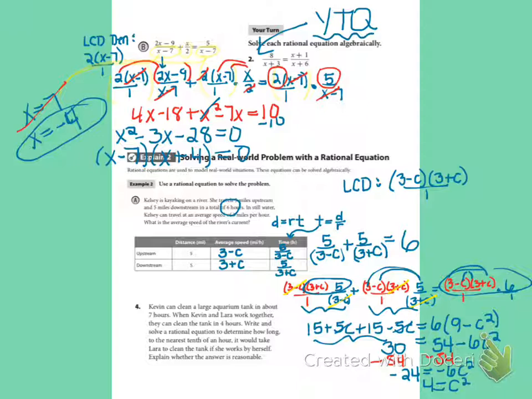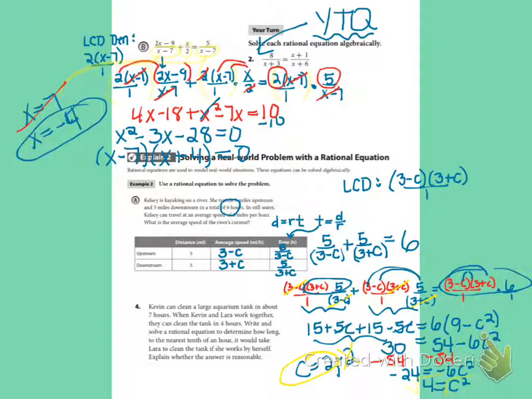And taking the square root, of course, of that is going to leave me with two possibilities. C could equal 2 or C could equal negative 2, but we know that the negative 2 doesn't really make sense because we're talking about speed of the current, and so that means C is equal to 2.